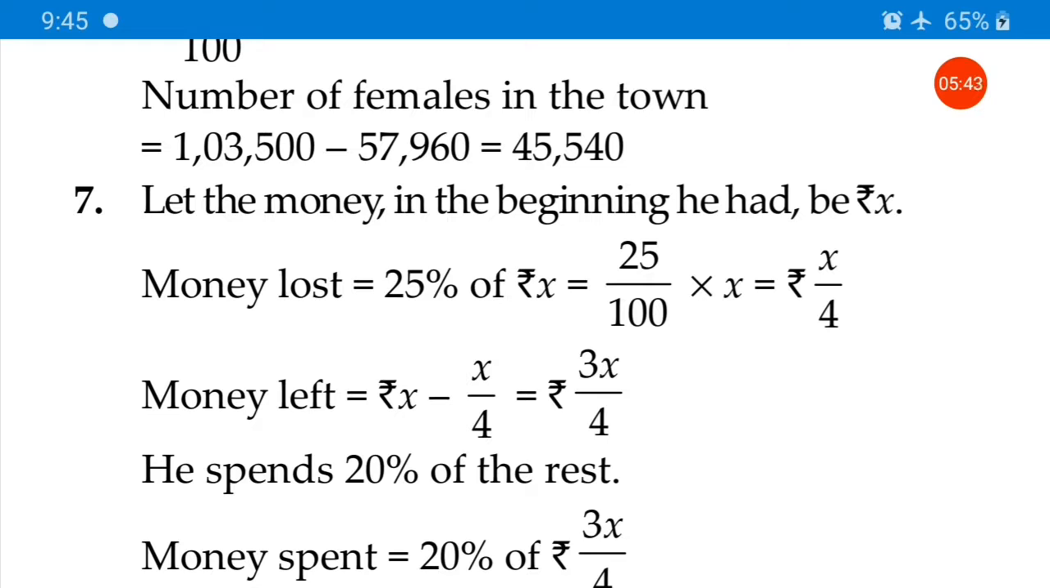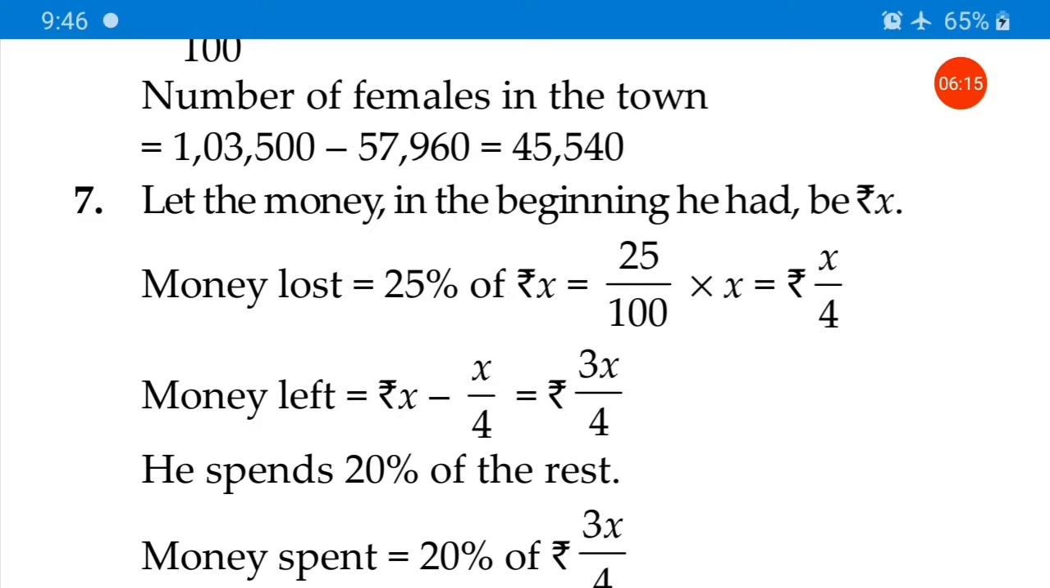have originally? So here it is given, let the money in the beginning he had be considered as X rupees. Money he lost is 25% of X. So that is 25 upon 100 multiplied by X, so X upon 4. That is the lost money. And the money which is left with him, that is X minus X upon 4. So it will be 3X upon 4.